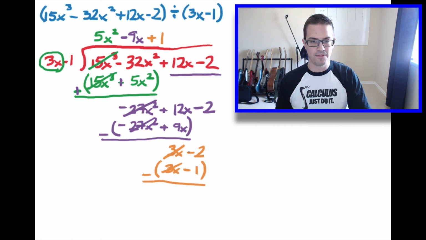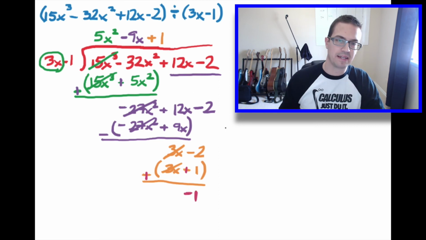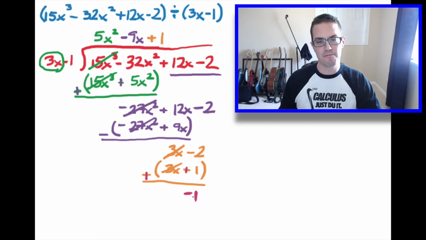All right, so we're going to simplify this a little bit. What I'm going to do here is make this a plus and make this a plus here. So you have negative 2 plus 1, which is going to be equal to negative 1. Now we get to a little bit of a problem. We have this remainder of negative 1.